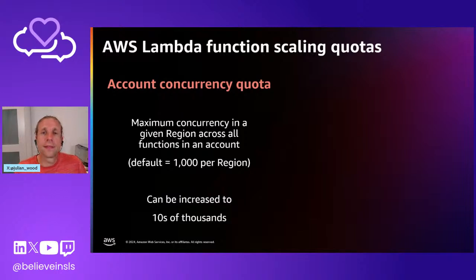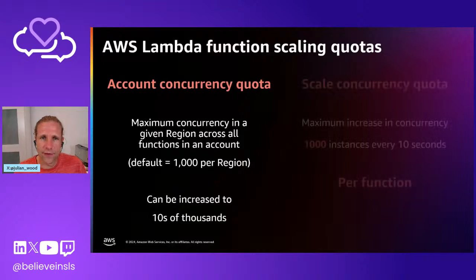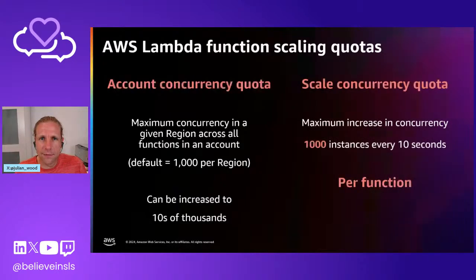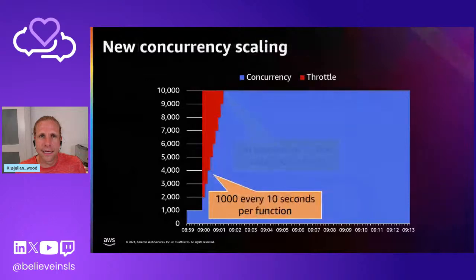And then that scale I've just been talking about, which is 1,000 instances every 10 seconds per function. And I see I've got a duplicate over here, so I'm going to flick over. I didn't hide the slides.